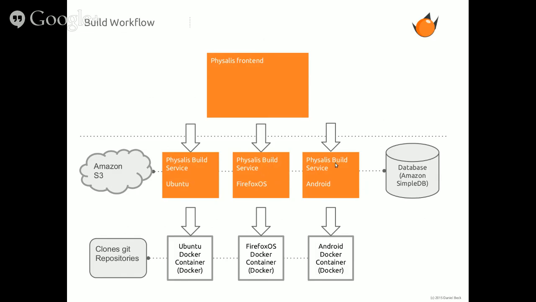And they clone Git repositories, and the compiling is done by such a Docker container. The result of this is saved in Amazon S3 as a URL where it can be downloaded by the user later.